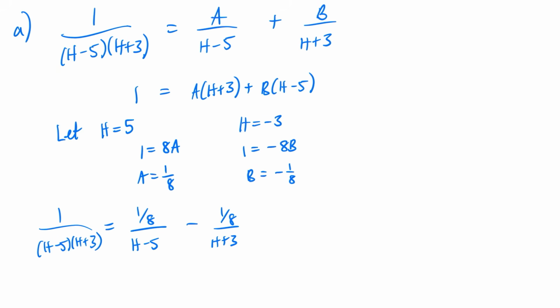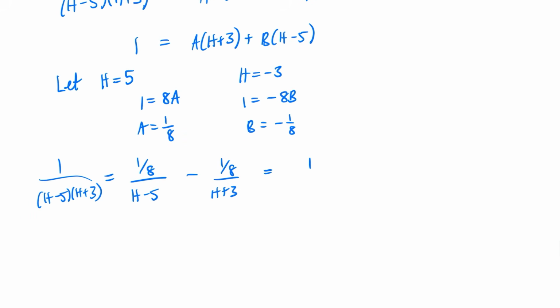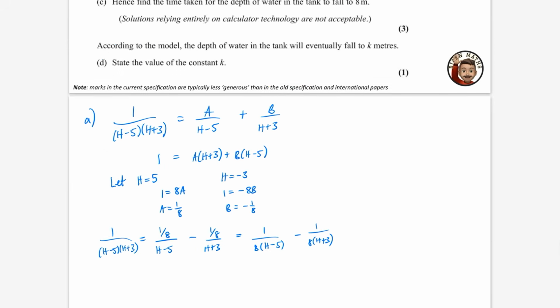Now they would accept it in this form here. This is the form I prefer it in for when I do the integration part. Bit of a spoiler there. But you might more commonly see it written with the 8 going down into the denominator, so you have it as 1 over 8(h minus 5) minus 1 over 8(h plus 3). There's no need to expand the brackets, but they would accept it if they were expanded as well.